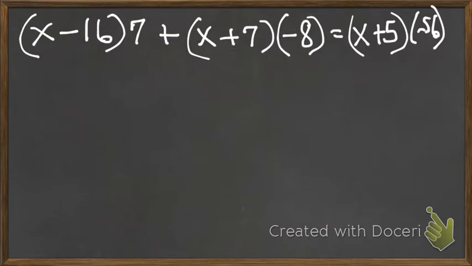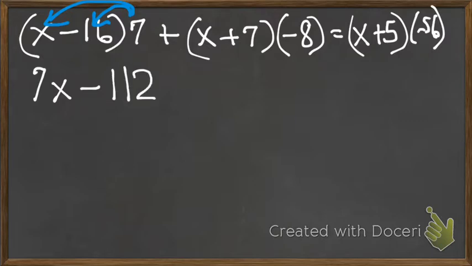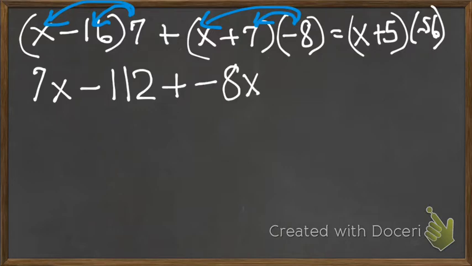Okay, now just multiply to get rid of the parentheses. X times 7 is 7x. Negative 16 times 7 is negative 112. And then multiply out negative 8. X times negative 8 is negative 8x. And positive 7 times negative 8 is negative 56.